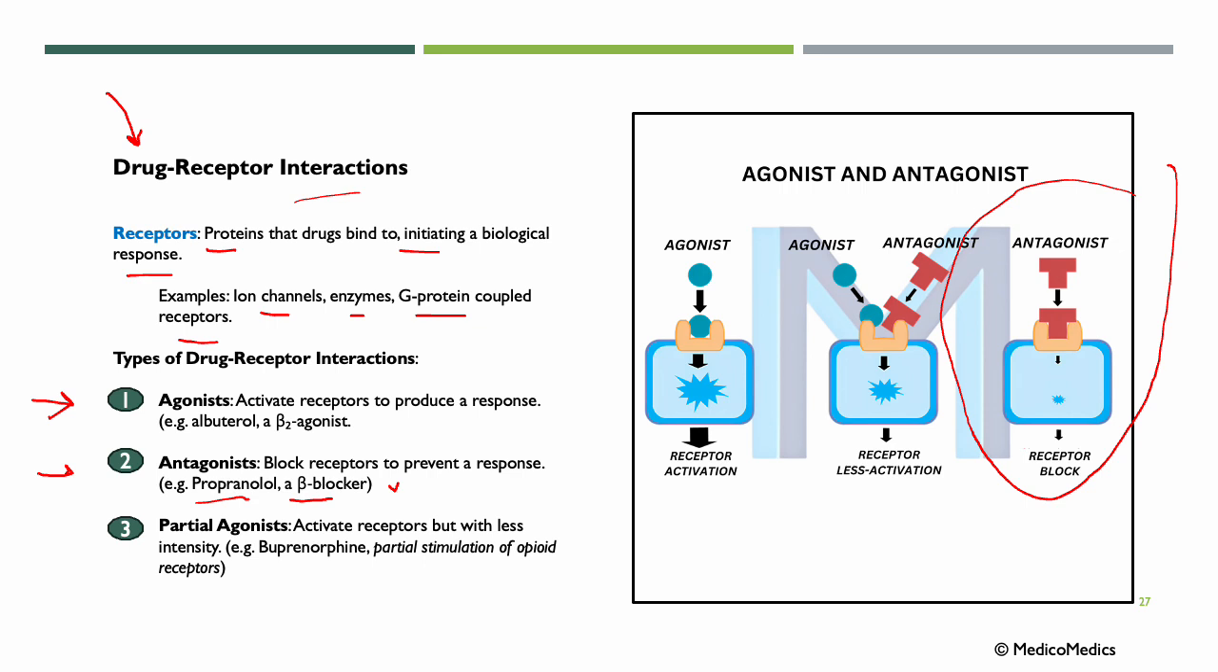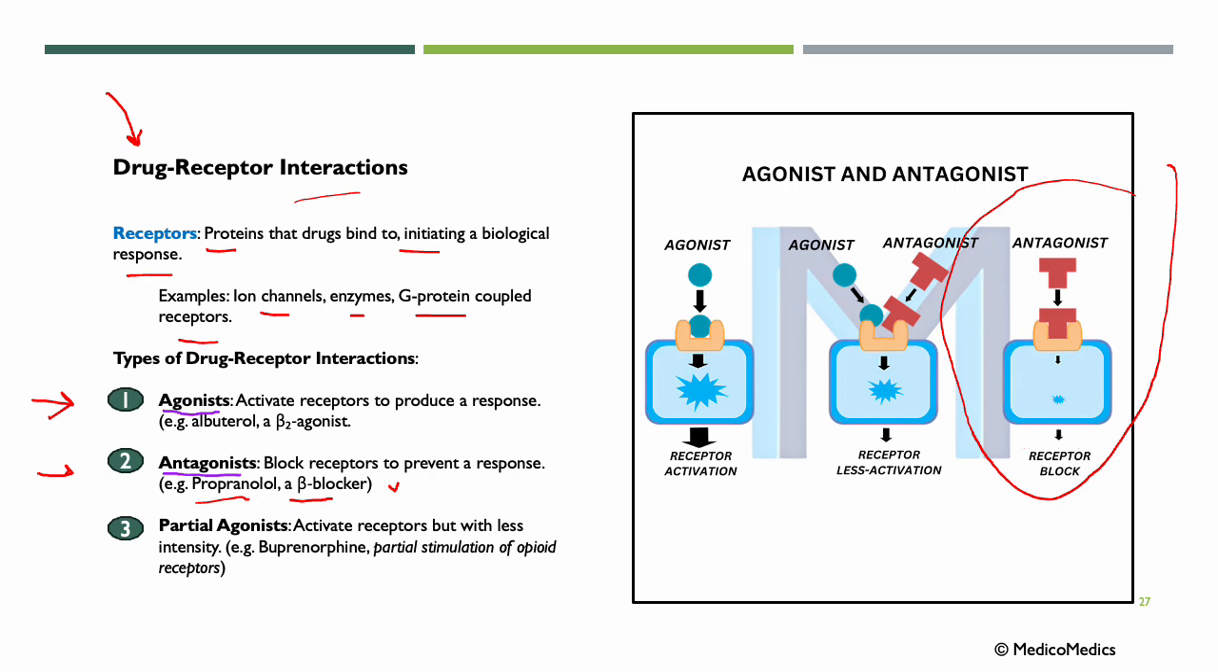So that's the main thing to take here. Agonists, they activate receptors to produce a full response. And opposing to it or contradicting it is the antagonists. They also bind to receptors, but they block activation.